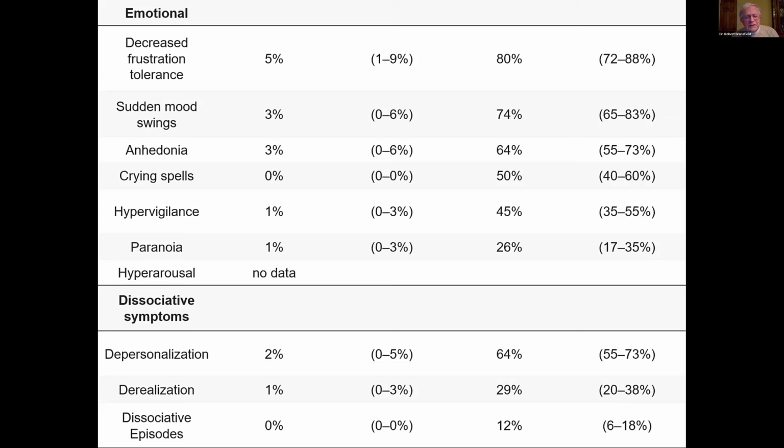Then dissociative symptoms like depersonalization, derealization, dissociation. Depersonalization is a feeling like you're there, but you're not there. That can be neurologically based, but it can also be a defense mechanism when someone has a high level of distress, where they detach themselves from the pain, the emotional stress that they're feeling. So it could be based on either of those two.